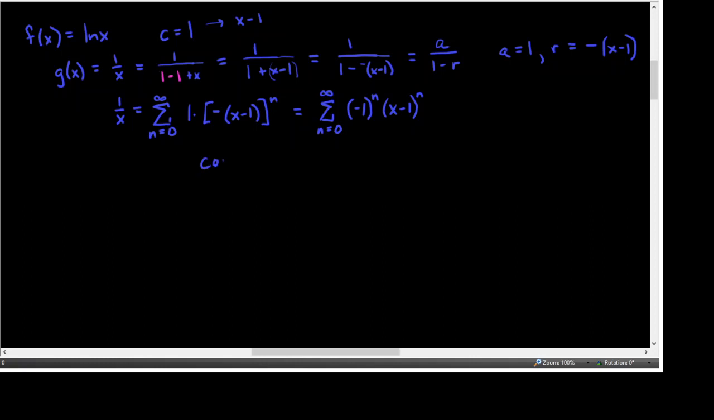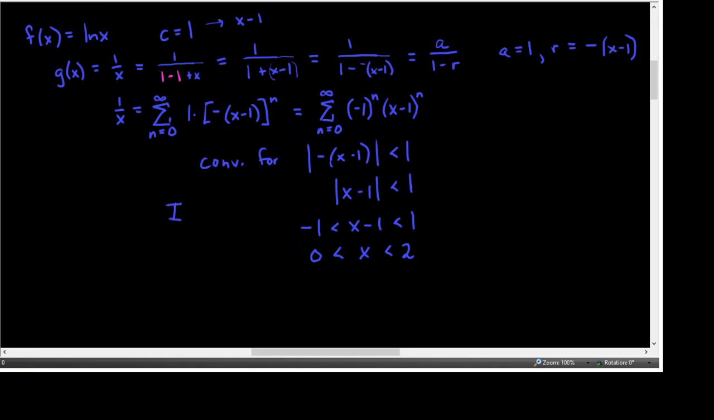And it converges for values of x such that the absolute value of our r is less than 1. So the absolute value of negative 1 is 1 times the absolute value of x minus 1 will be less than 1. So that means that x minus 1 will be between negative 1 and positive 1. Then adding 1 everywhere to get x by itself means that our interval of convergence is 0 to 2. And again, we're not testing the endpoints because we treated this geometrically.